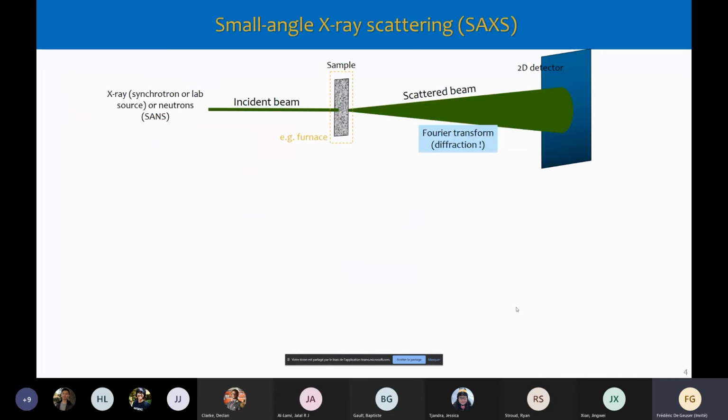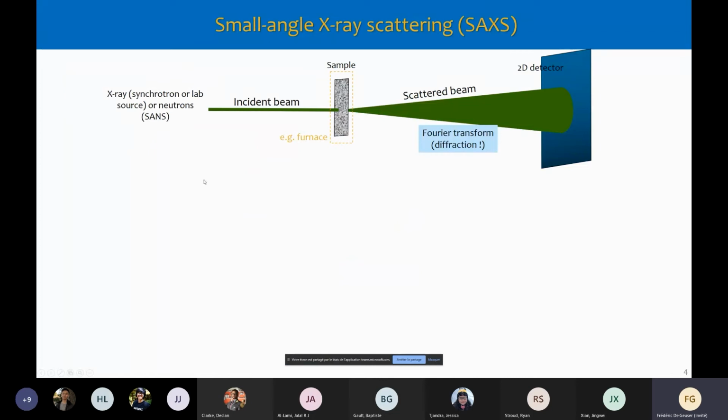So SAXS is really a very, very simple experiment. It's the simplest setup you could think of. You take an incident beam and you send it onto your sample, which should be thin enough to be transparent to your beam. So in our case, it will be X-rays. The sample scatters the beam, and you detect it on a detector. So this very simple setup is actually nothing else than a diffraction setup.